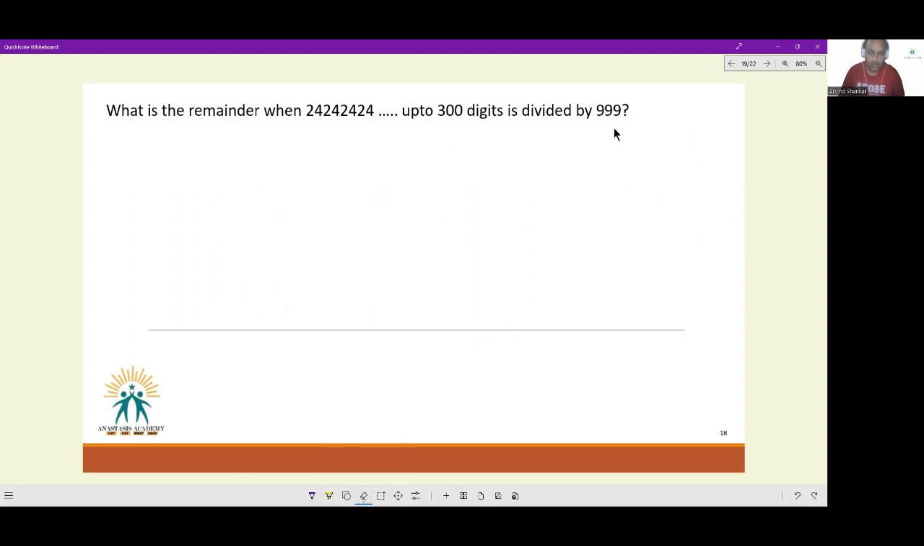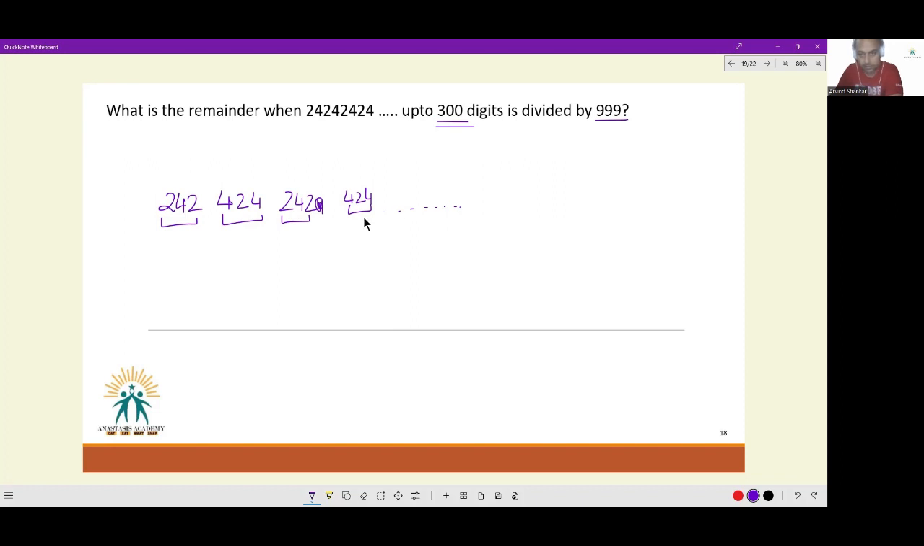When we are asked to find the remainder with 999, no problem at all. We have to take digits three at a time. And the wonderful thing is the question also says 300 digits. So that is so nice. So 242 will be the first three digits, then 424 will be the next three digits, then again 242, then again 424.